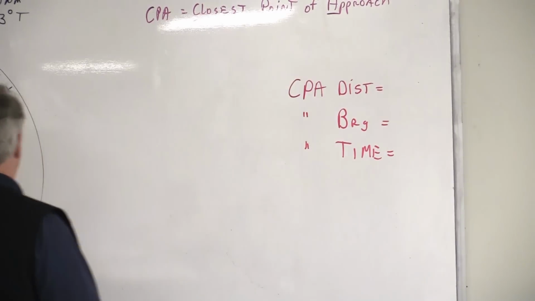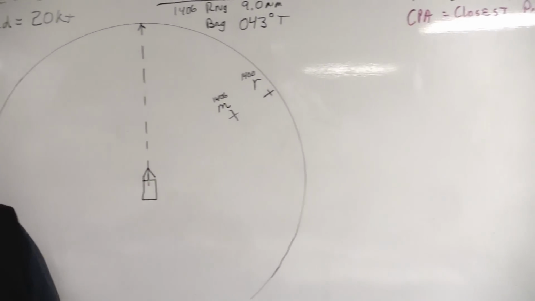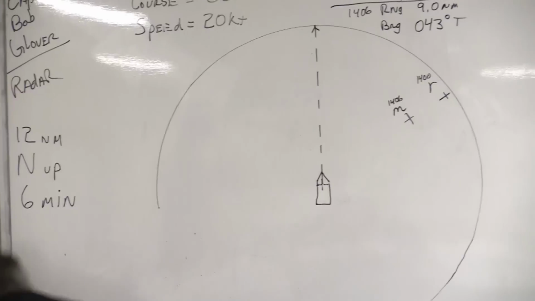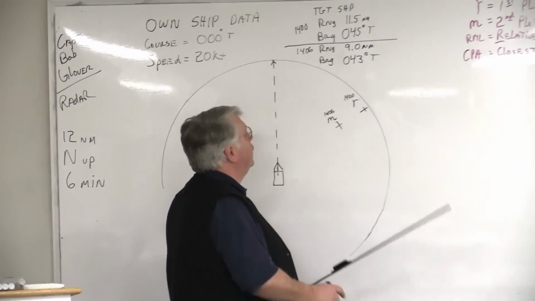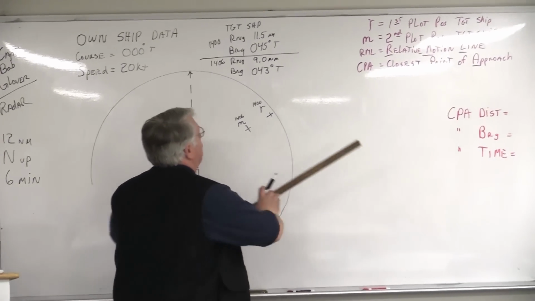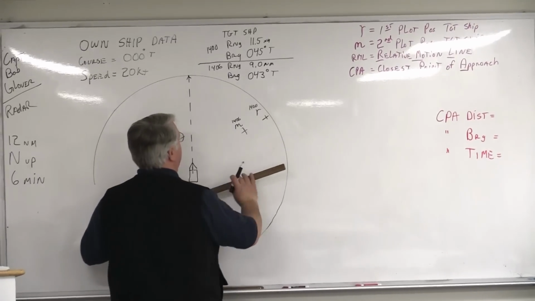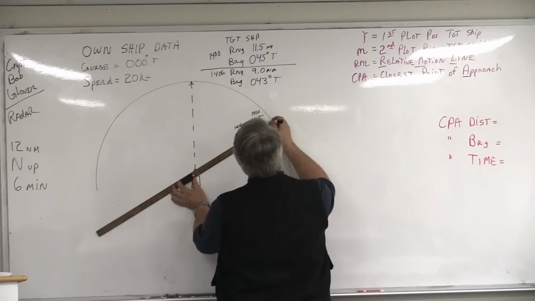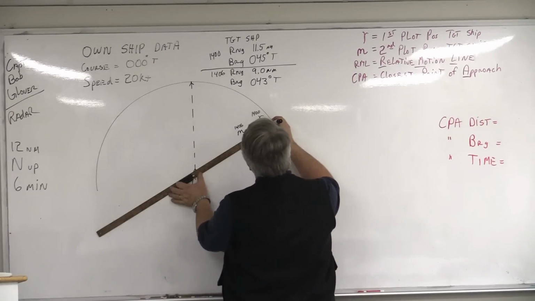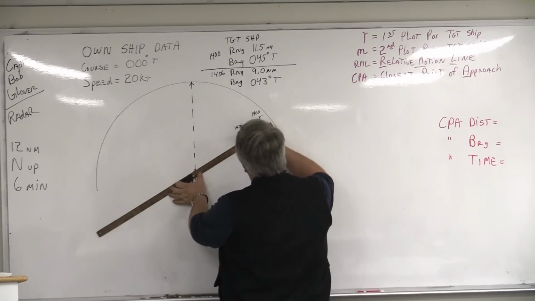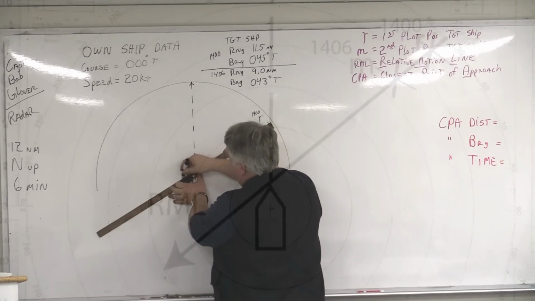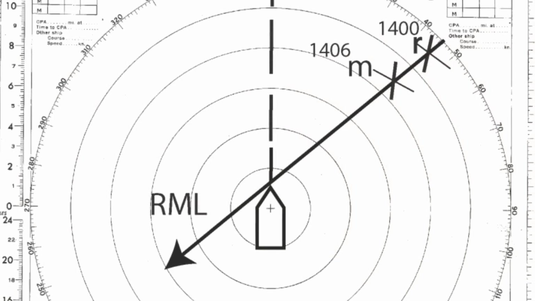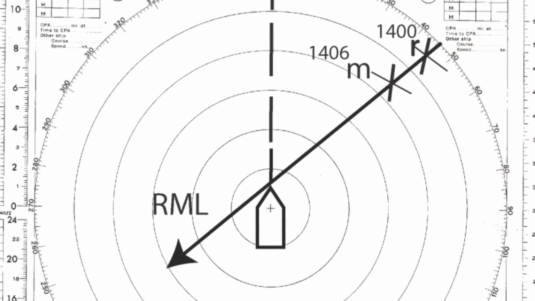So how do we do that? Well, the first thing we have to establish is the next label, okay, drop my ruler, which is the relative motion line. Now we find that by taking our straight edge and drawing a line starting at R through M, and we're going to take that line down past our ship in the middle of the radar transfer plotting sheet.